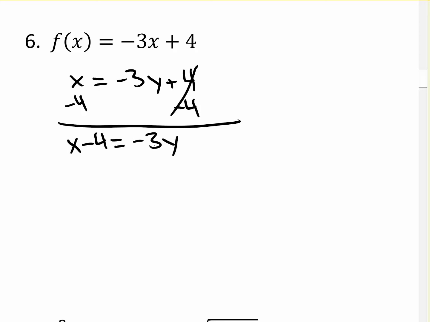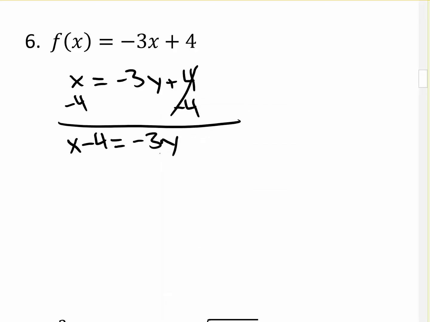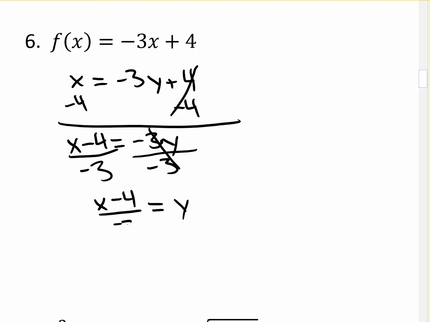Last step, get rid of the negative 3. It's multiplying right now, so you need to divide by negative 3 on both sides. That'll get rid of it. Divide by negative 3, divide by negative 3. Don't overthink it. That is your answer, x minus 4 over negative 3. You don't need to get fancy with it.